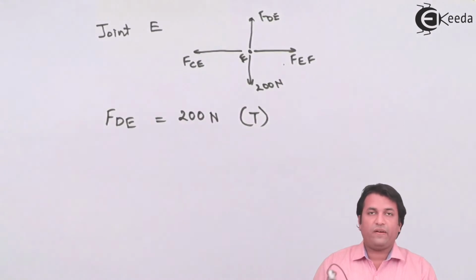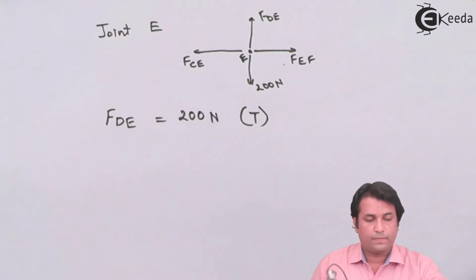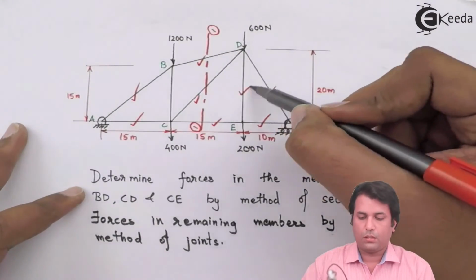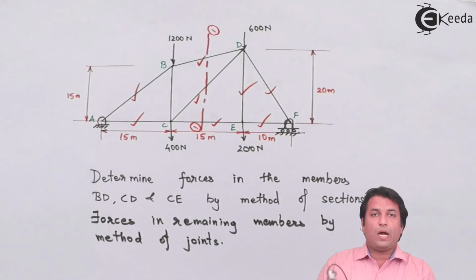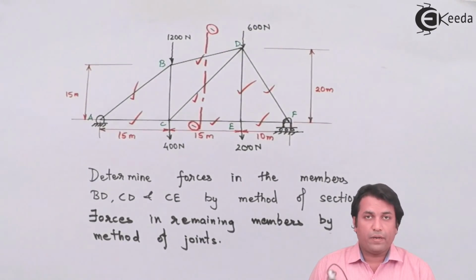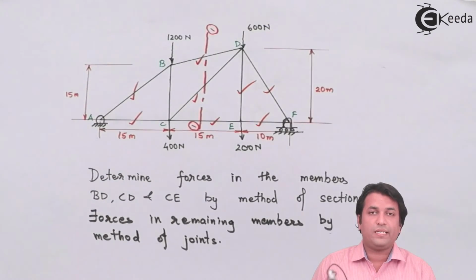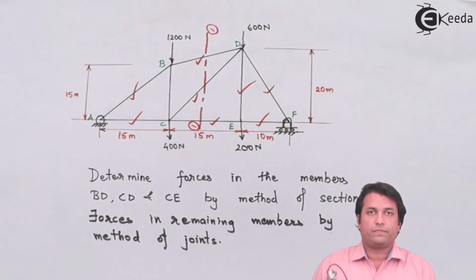So this is how I have calculated the forces in all the members. So this is the unique example wherein you had to solve the forces in the remaining members by method of joints, and in a few selected members by using method of sections.